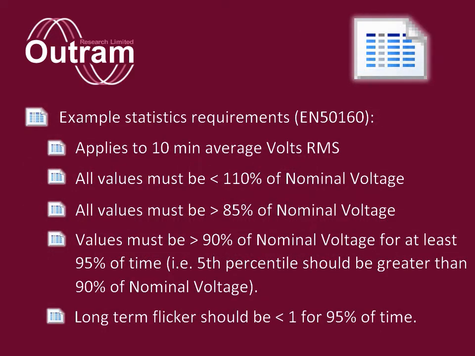For a compliance test like EN5160, we're interested in the maximum and minimum 10-minute voltage values, as well as checking that the voltage is greater than 90% of the nominal voltage for at least 95% of the time. In other words, we want to look at the 5th percentile value and check it is within this limit. We'll also look at the flicker severity, for which we're interested in the 95th percentile statistic. We'll do all this by editing the table we created in tutorial 1.